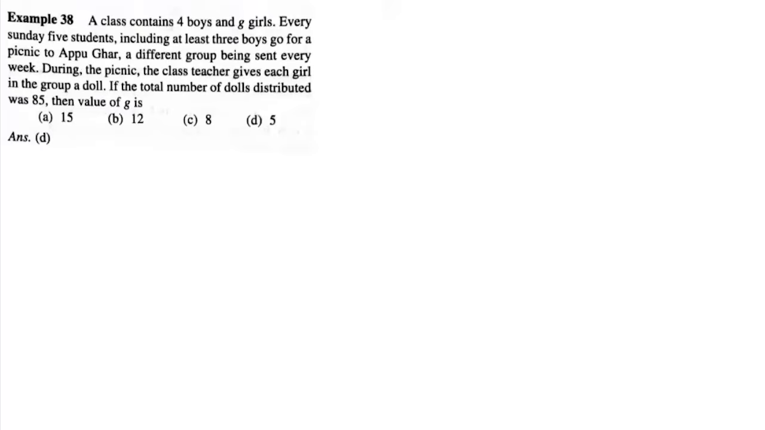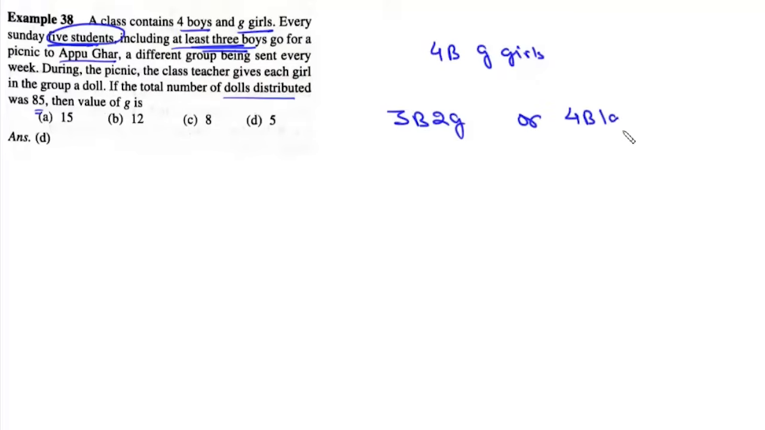Now here the question is, a class contains 4 boys and G girls. Every Sunday, 5 students, including at least 3 boys, go for a picnic to Apughar, a different group being sent every week. During the picnic, the class teacher gives every girl in the group a doll. The total number of dolls distributed was 85. Then find the value of G. Now we have 4 boys and G girls in class, and every Sunday 5 students, which include at least 3 boys. So we'll have 2 cases. Either it will be 3 boys and 2 girls, or it will be 4 boys and 1 girl.